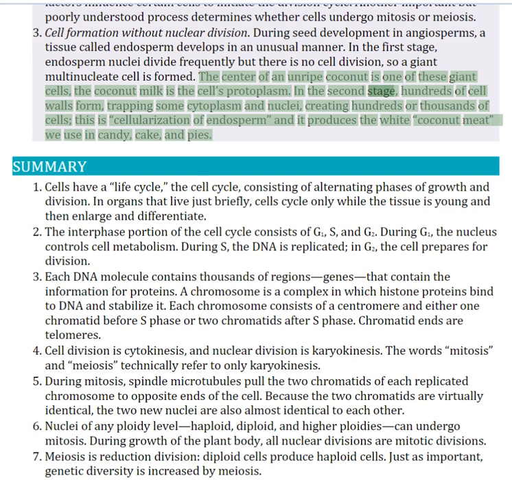In the second stage, hundreds of cell walls form, trapping some cytoplasm and nuclei, creating hundreds or thousands of cells. This is cellularization of endosperm and it produces the white coconut meat we use in candy, cake, and pies.